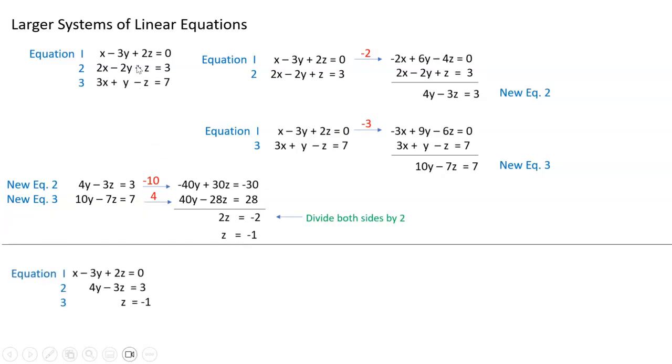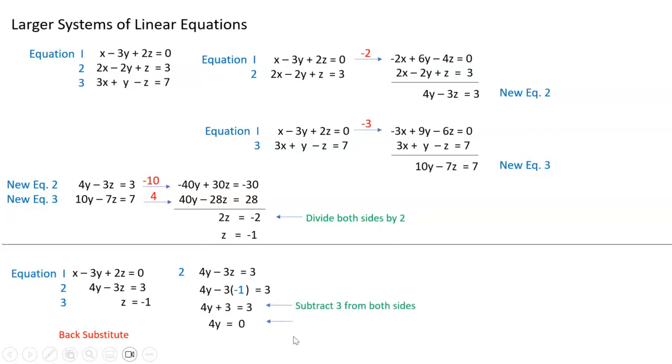Okay, now here are my 3 equations. That's equation 1, this is my new 2, and this is my new 3. So now I'm going to back substitute. To find the value for y, we're going to go to equation 2 and plug in the -1 for z and solve for y. We subtract 3 from both sides. So it's going to give us 4y equals 0. We divide both sides by 4.